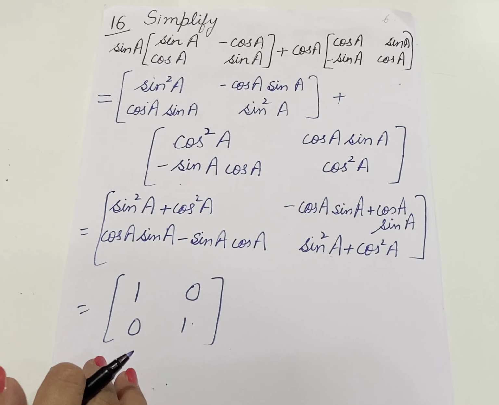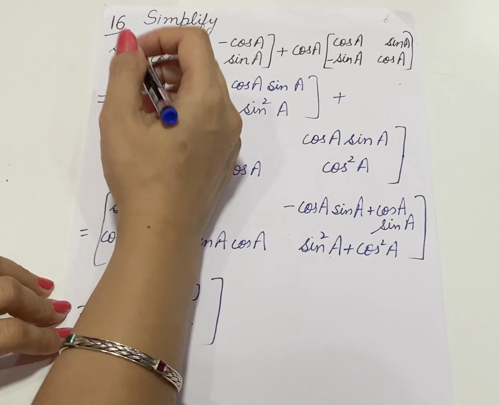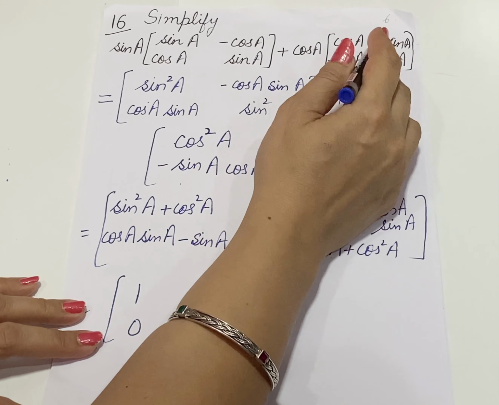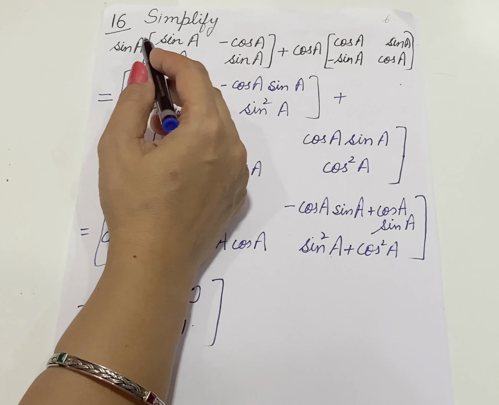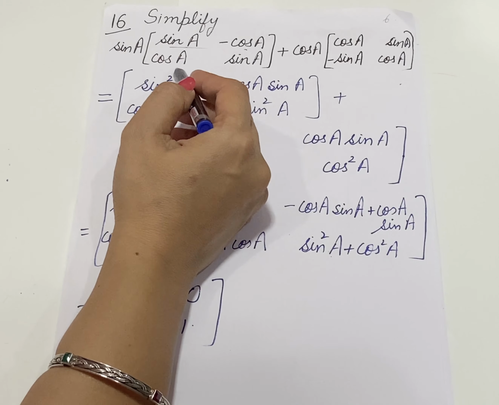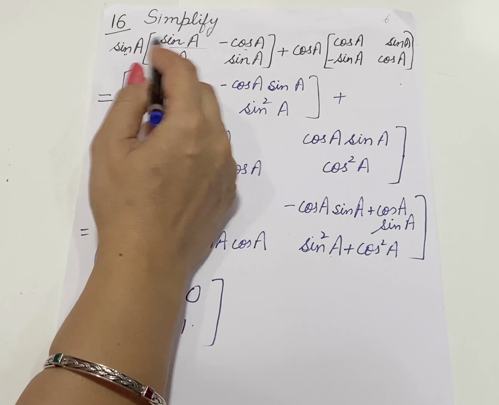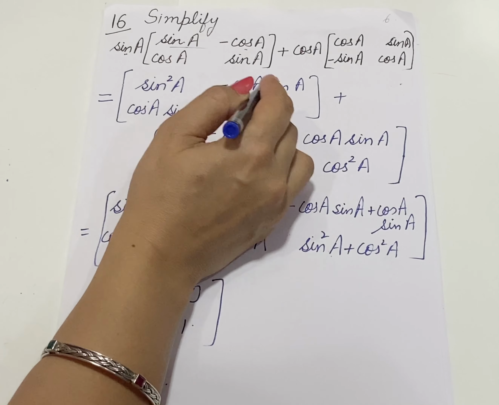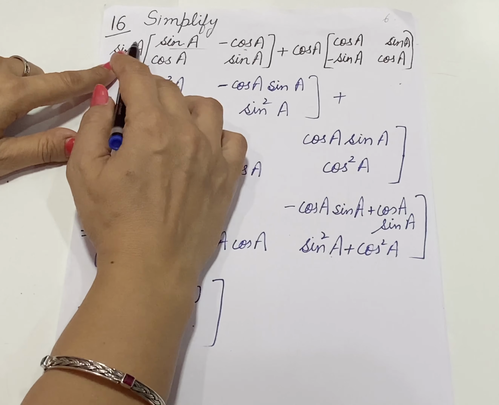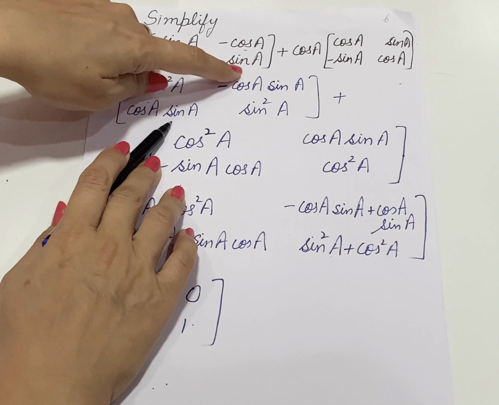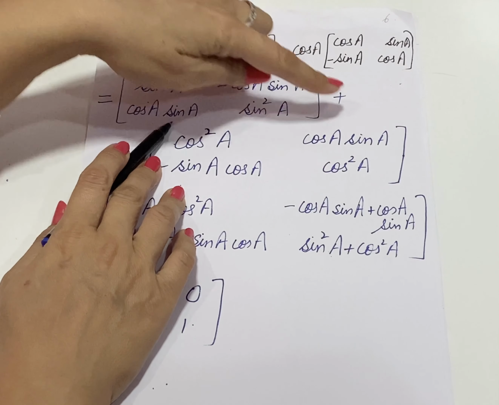In this, some trigonometry is also used. We have sin A, and this is the first matrix, plus cos A into this matrix. So it's simple, each element of this will get multiplied by sin A. Sin A into sin A, sin square A. This will be minus of cos A into sin A, and sin A into cos A is cos A into sin A, and this will be sin square A. Plus sign as it is.